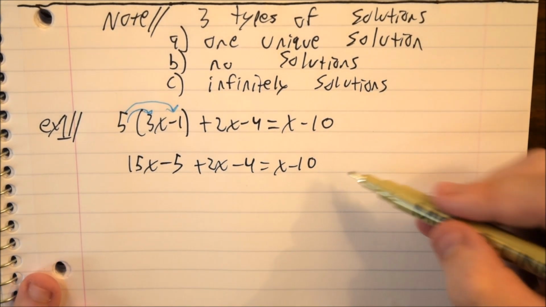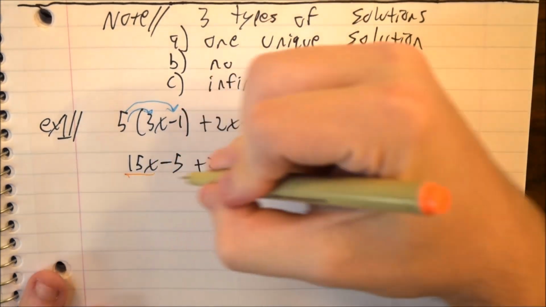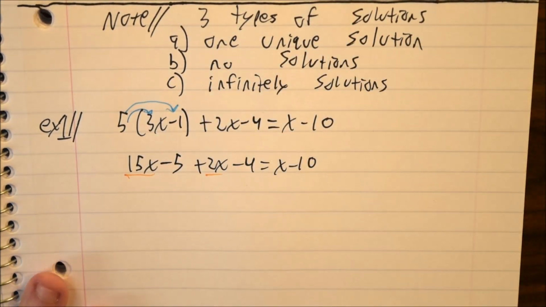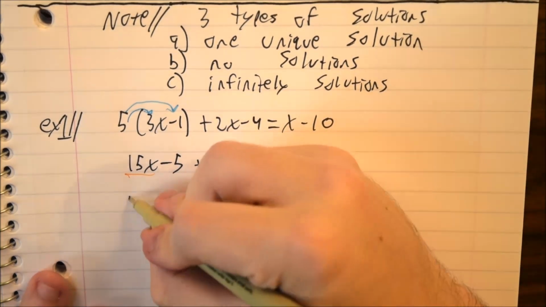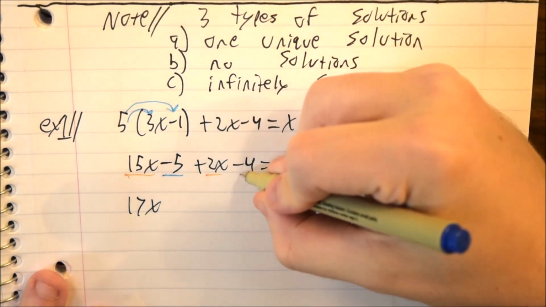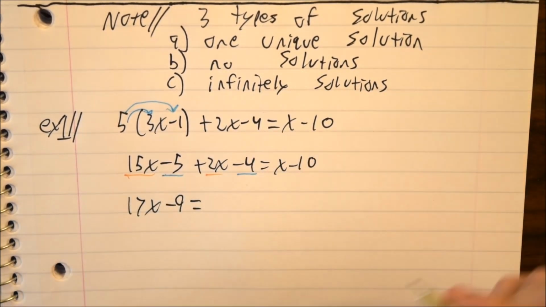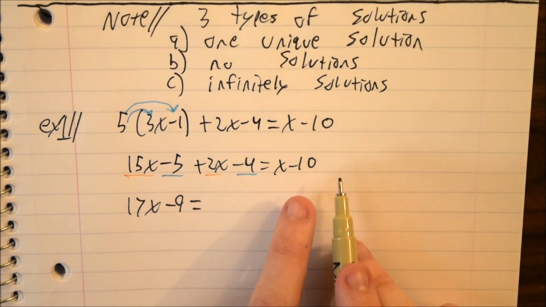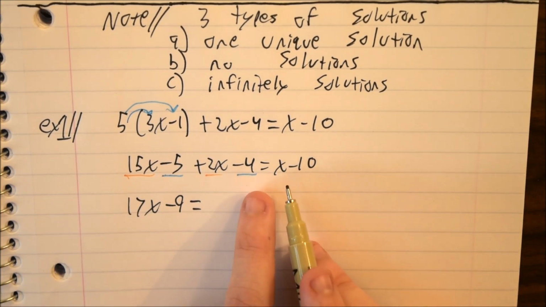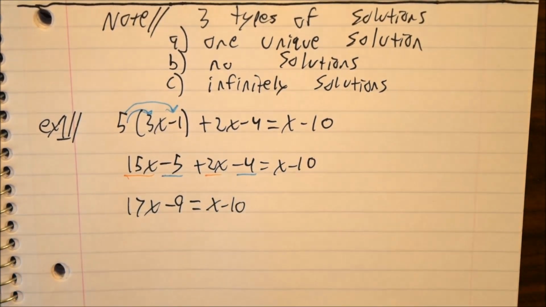Now the second step says to gather like terms. So I'm going to combine my x's with my x's. I have 15x plus 2x gives me 17x. And now I'm going to combine my numbers. I have a minus 5 and a minus 4 to give me a minus 9. And I do this on both sides of the equation, but the right hand side's already taken care of because there's just one x and one number. So we just copy that down again.